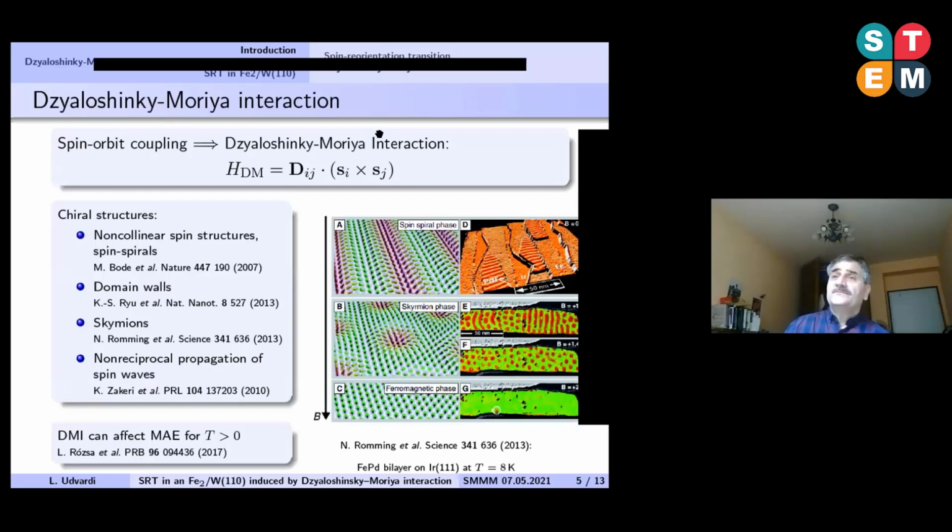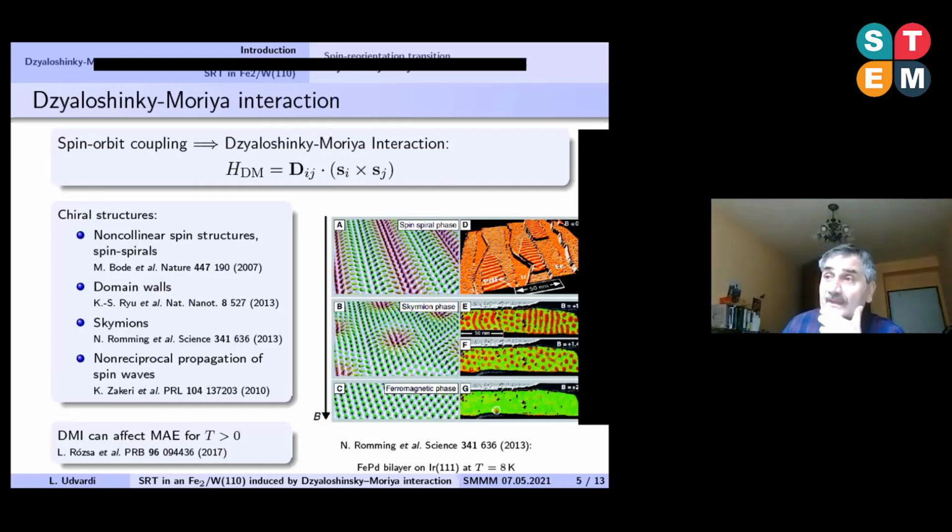Okay, so the Dzyaloshinskii-Moriya interaction: we can extend our model with the chiral interaction, when we have a Dzyaloshinskii-Moriya vector, D_ij, and the cross product of the interacting spins. In our case, this is a classical model, so the spins are simple unit vectors, just parallel to the orientation of the magnetization at a given site.